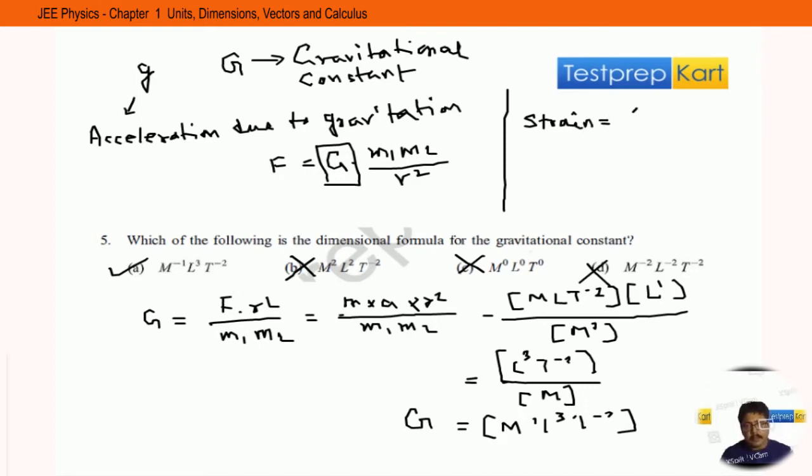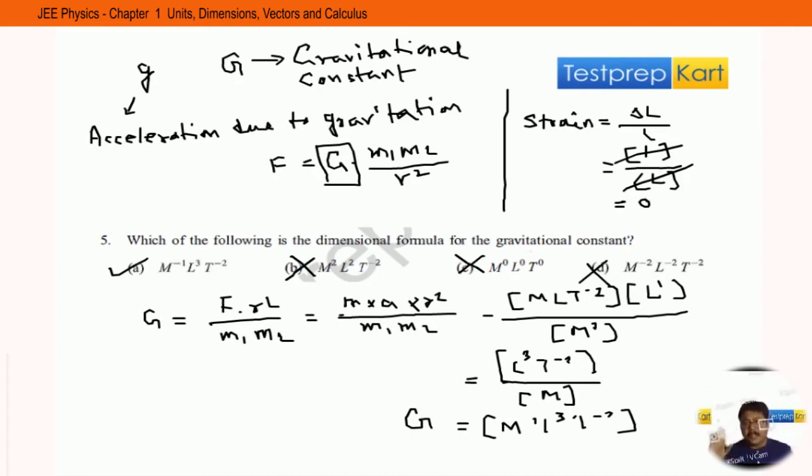String means changes in length by primary length. So in that case, what happened? The dimensions of change in length is L, the dimensions of the primary length is L. So these can be cancelled, so it becomes 1. It means it is dimensionless.